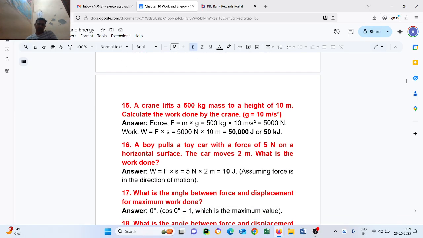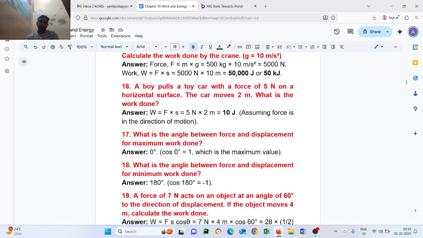Question number 16. A body pulls a toy car with the force of 5 Newton on a horizontal surface. The car moved 2 meter. What is the work done? W equal to F into S equal to 5 Newton multiplied by 2 meter equal to 10 joule, assuming force is in the direction of motion.